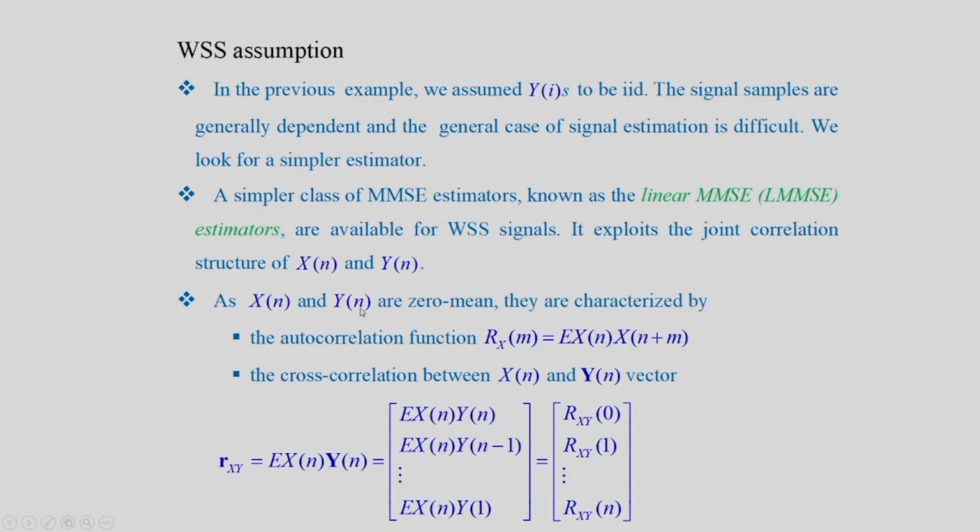We are assuming xn and yn to be 0 mean, therefore, they are characterized by the autocorrelation function Rx of m, that is E of xn into x of n plus m. The cross correlation between xn and yn vector is given by small rxy vector. This is the notation, and this is equal to E of xn into yn vector, and this is given by this expression: E of xn into yn, E of xn into yn minus 1, and so on up to E of xn into y1. And using the joint stationarity property, this term is equal to rxy of 0, this term is equal to rxy of 1, and this term is equal to rxy of n minus 1.